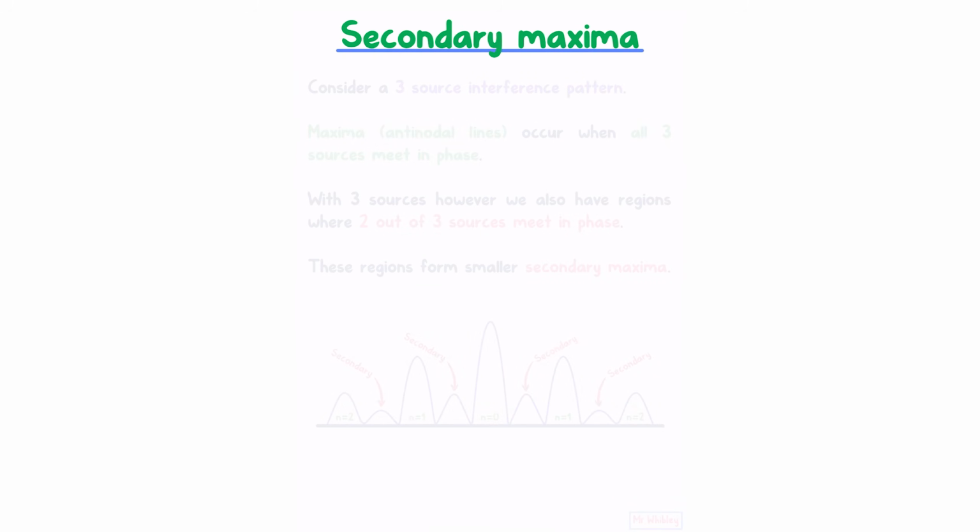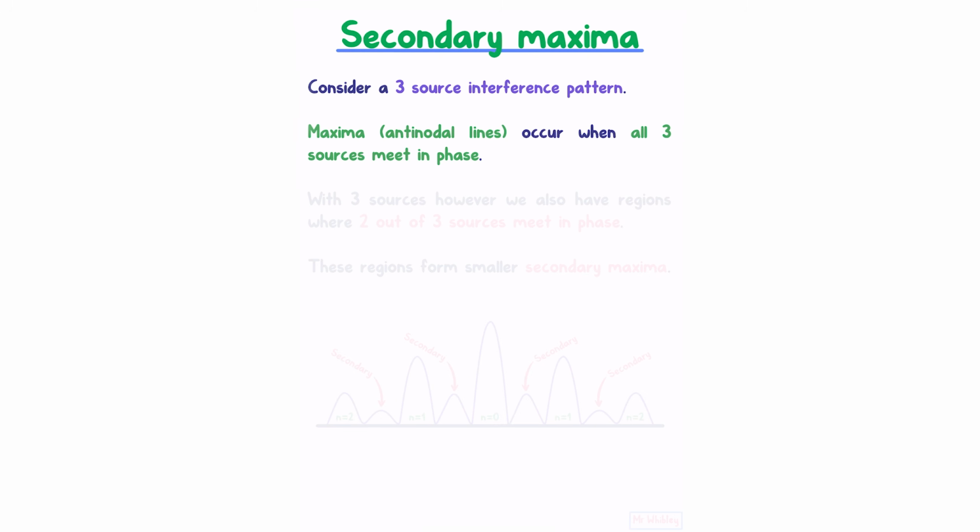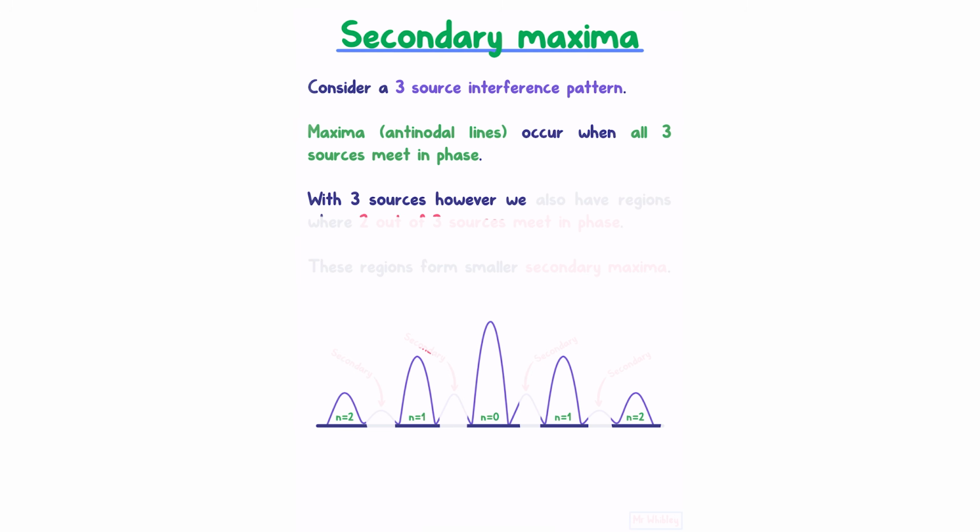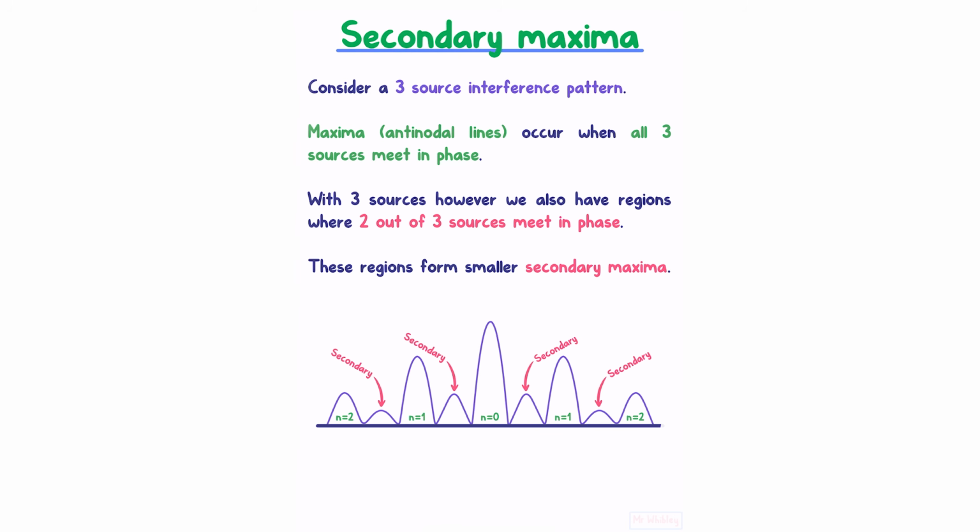Secondary maxima. Consider a 3-source interference pattern. Maxima, which are our antinodal lines, occur when all 3 sources meet in phase, which is what we see here. With 3 sources, however, we also have regions where 2 out of 3 sources meet in phase. These regions form what we call secondary maxima. The more sources, the more secondary maxima produced. So if instead of 3 sources we had 4, then we'd have, instead of 1 secondary maxima, we would have 2.